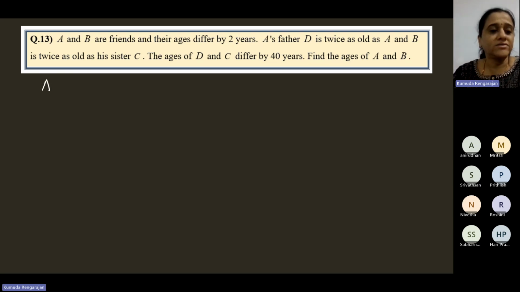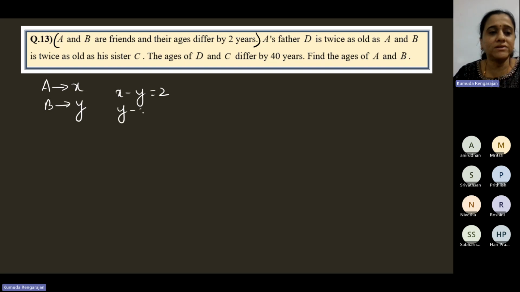So let A's age be X and B's age be Y. From that first sentence, we have two equations: X minus Y is equal to 2, or Y minus X is equal to 2.